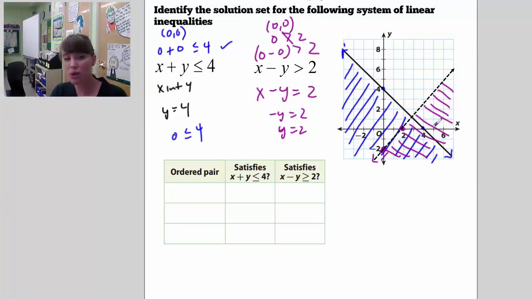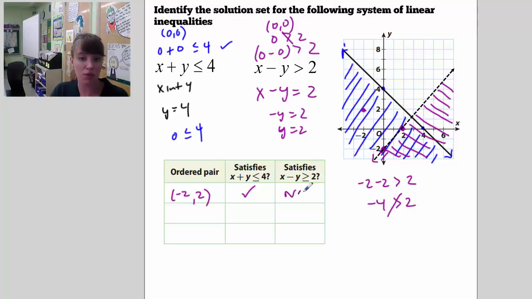Okay, so here we have graphed the two inequalities. Now, let's consider a few of these points. First, let's consider a point that's just in the blue shaded region, and not in the purple shaded region. So let's consider this point here, -2, 2. Does it satisfy the first inequality? Is it true that -2 plus 2 is less than or equal to 4? Yes, that is true because 0 is less than 4. So it does satisfy this one. Does it satisfy this one? Is -2 minus 2 greater than 2? No, it doesn't, because this is not true. So no, this is not satisfied.